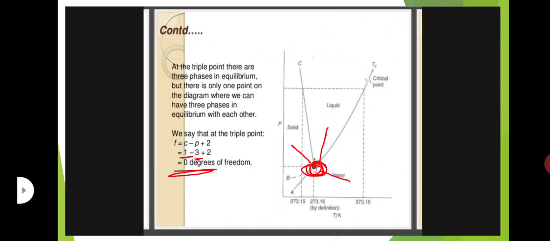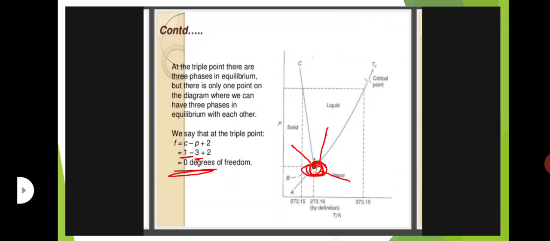Next is the triple point. At the triple point, there are 3 phases in equilibrium, but there is only one point on the diagram where we can have 3 phases in equilibrium with each other. Here this is the triple point. At this triple point, 3 phases are present in equilibrium. So here the number of phases is 3.